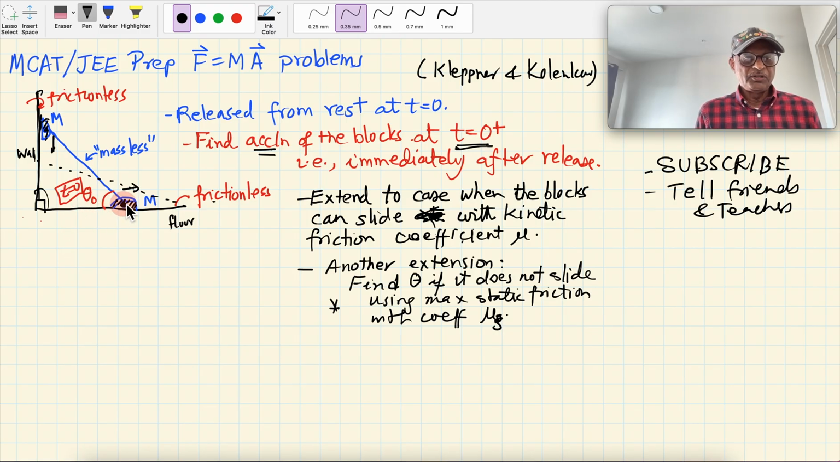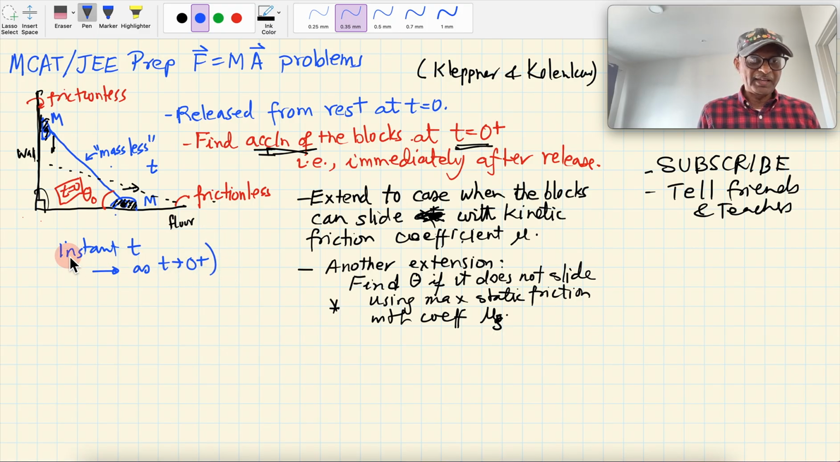All right. So basically you have two blocks. So you've got to write the equation of motion for this guy and this guy, and stare at it and say, okay, how do I solve for acceleration? So let's start by saying how I'm going to locate this. So maybe this is at instant t. I'm going to write everything at instant t, and then I'm going to say, as t goes to 0 plus, what happens.